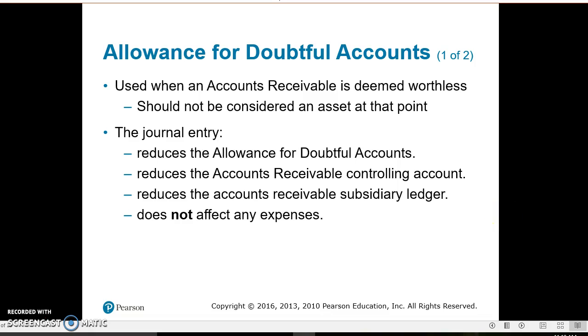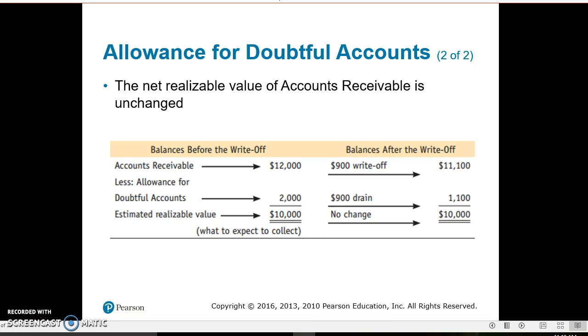Okay, using this one, the accounts receivable is deemed worthless. It should not be considered an asset at this point. And so this would be if you're going to take it out altogether. Notice that your value is not really going to change. It's just where you put it, because we already had an estimated realizable value of 10,000 on the same side. It's just that we have adjusted where it's from.